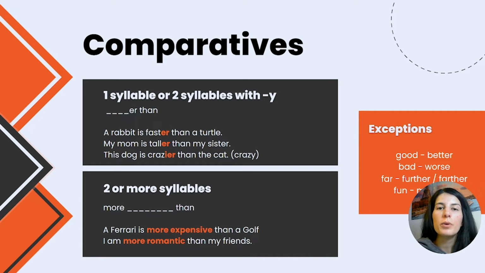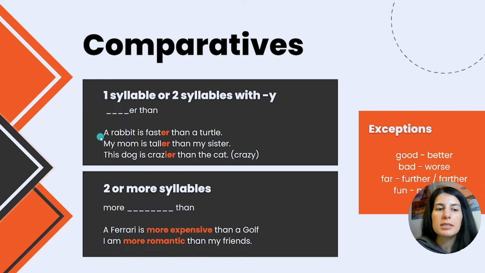So knowing how to find syllables in English will help you know when to use the suffix and when to use the word more. Okay? So for adjectives that have only one syllable, or they have 2 syllables and they end in y, we are going to add the suffix er to the end of them. And we are going to say then. Of course, then here is a word we always use with the comparatives, okay?